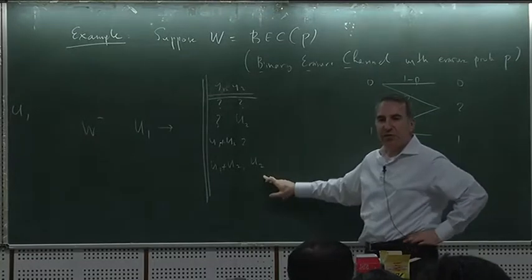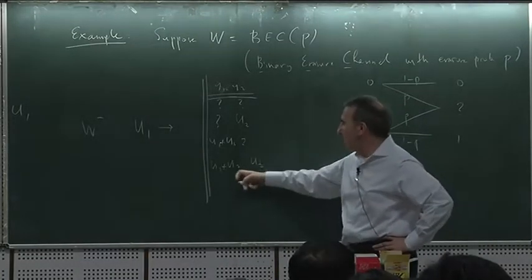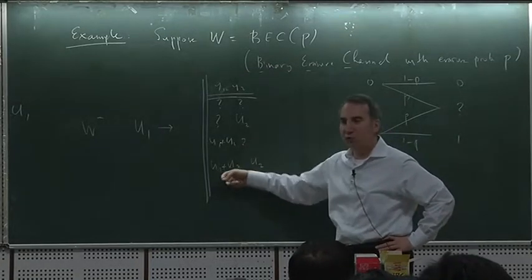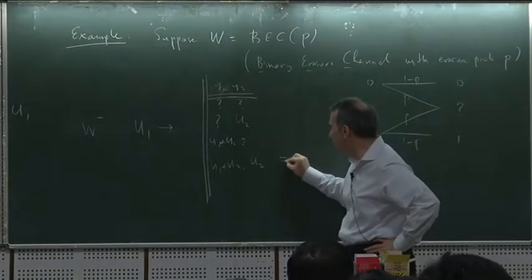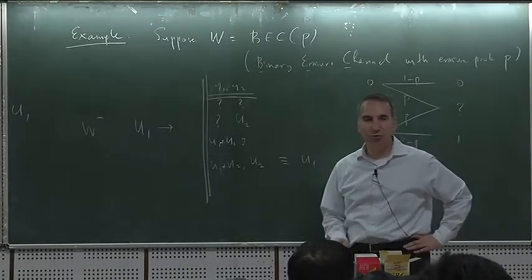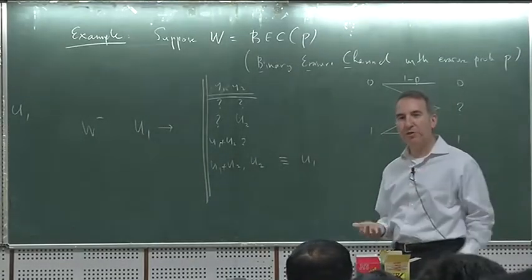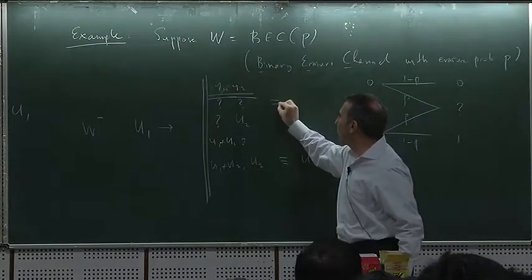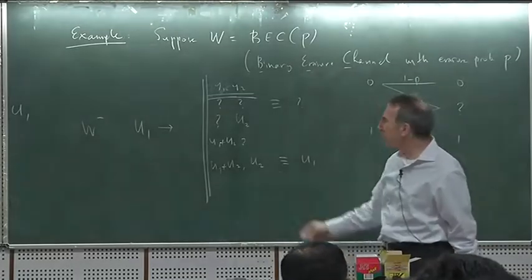So let's take a look here. In this last case, remember the channel input is U1. In this case, we can determine the input U1 by looking at the output. You know U2, you know U1 plus U2, you can add them together and you'll get U1 back. So this is equivalent to having U1. The channel has told you what its input was. Now this first one is equivalent to not knowing anything about the input.